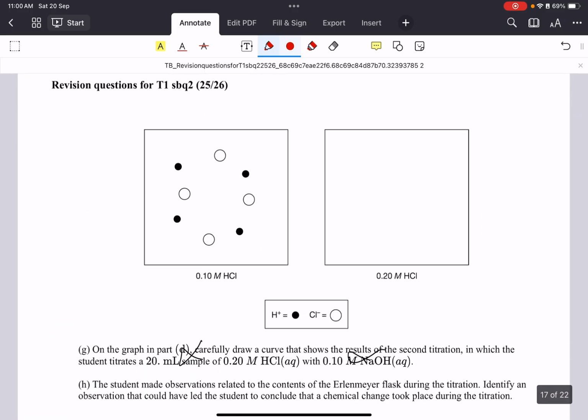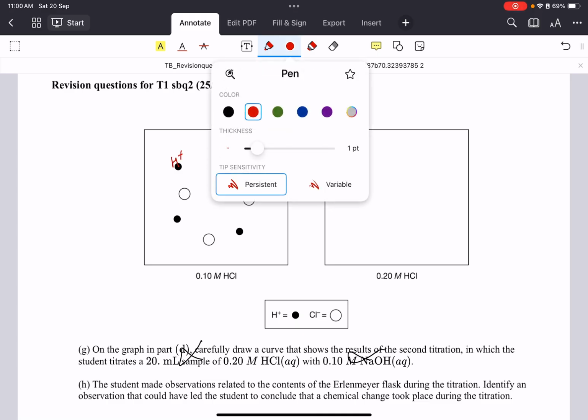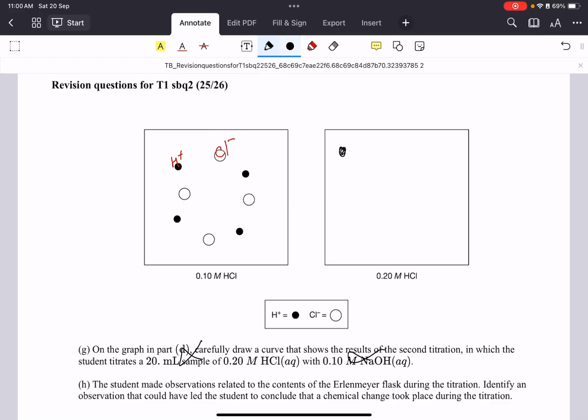So here we go. This is the Cl- and this is the H+. So just count. You have 4 H+, so now you're going to draw 8 H+. 2, 3, 4, 5, 6, 7, and 8. And since you have 4 Cl-, you're going to draw 8. 3, 4, 5, 6, 7, 8.